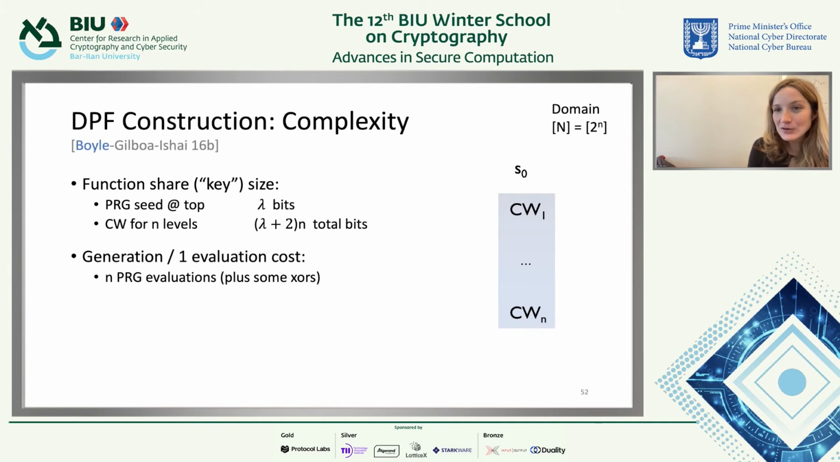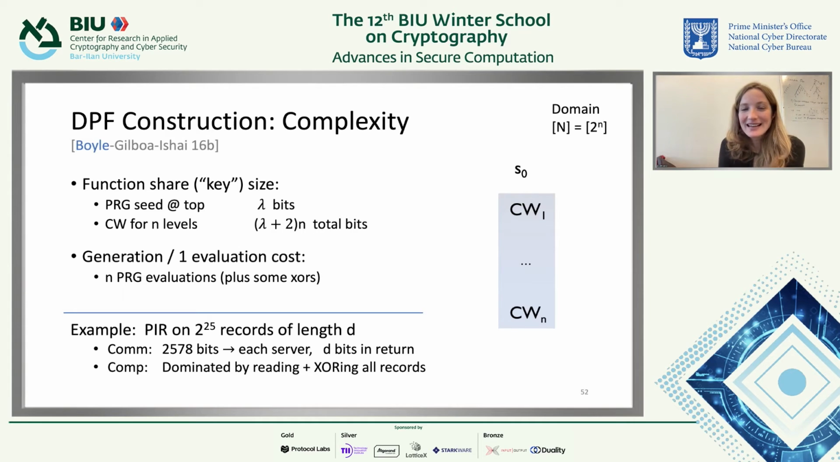So if I'm evaluating at a single input, in order to go down the path at every layer, I need to do the PRG evaluation, possibly add something in, and then go left or right, then do another PRG evaluation and possibly add something in and go left or right.